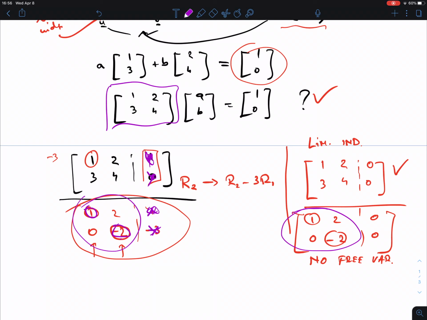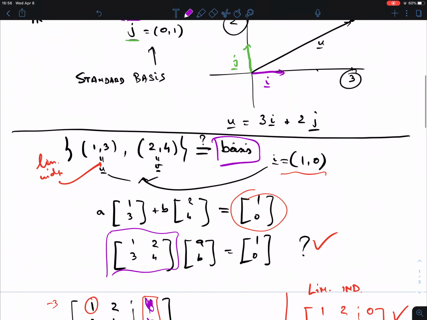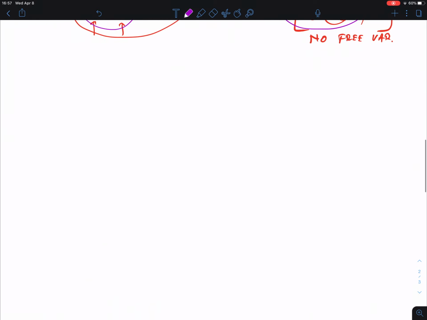So what I'm saying is that this is a basis, and that's true in general, for R2 and so on, if the corresponding matrix in reduced echelon form is the identity matrix. But that just means that this matrix is invertible. How did we check that? Again, very easy: the determinant is not zero. I said a lot of things, but if you go back, it is basically this.